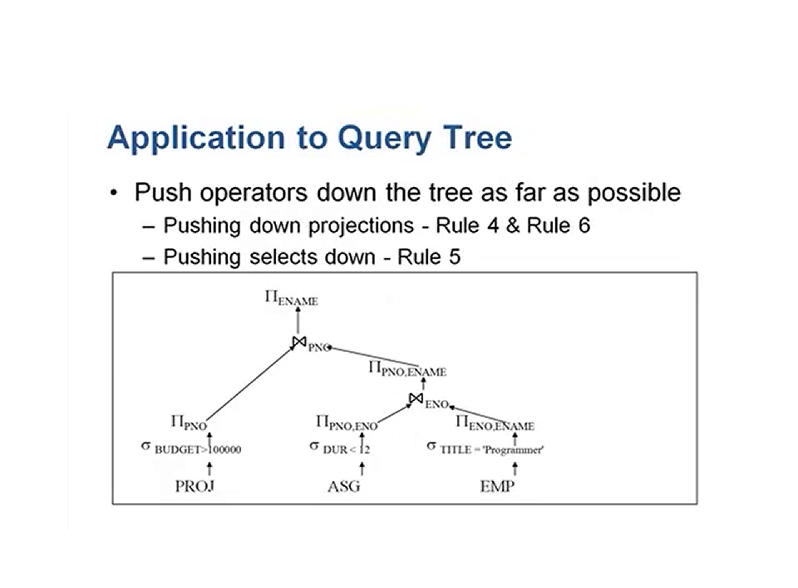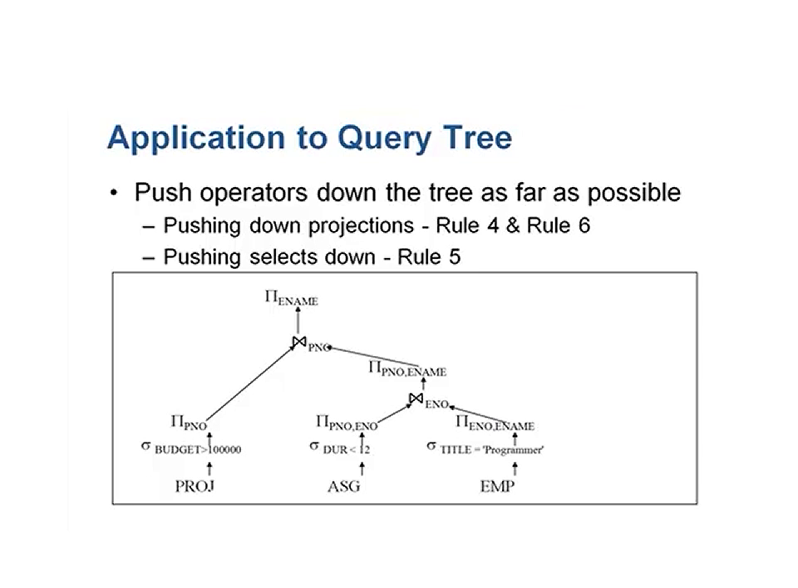What we want to do to our original query tree is take all the selection and projection operators that we saw in the rules, especially rules 4, 6, and 5, and push all projections down as far as we can and push the selects down as far as we can. Pushing the selects down, we notice project greater than 1,000 applies to project, duration less than 12 applies to the assignment table, and title equals programmer applies to the employee table. We take the result of that and apply it to the projection.